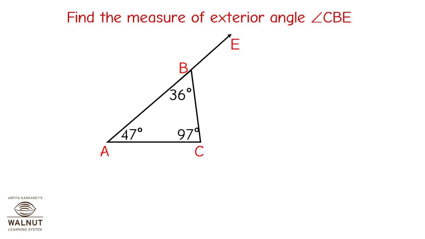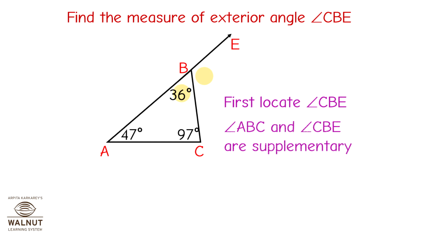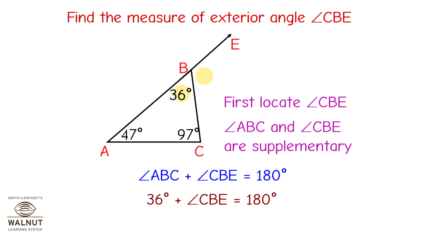Find the measure of exterior angle CBE. First locate angle CBE. Angle ABC and angle CBE are supplementary. Angle ABC plus angle CBE is equal to 180 degrees. 36 degrees plus angle CBE is equal to 180 degrees. Angle CBE is equal to 180 degrees minus 36 degrees, which is equal to 144 degrees.